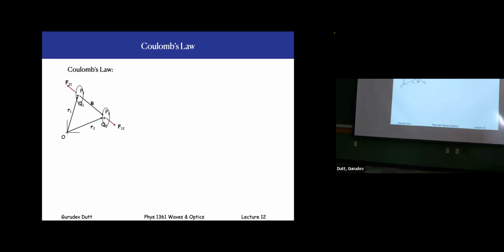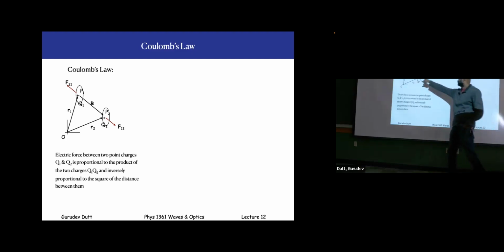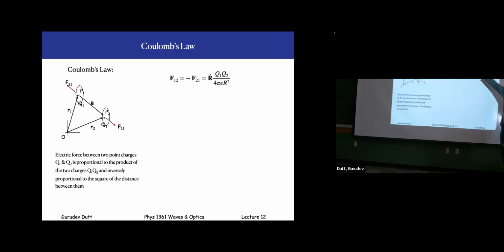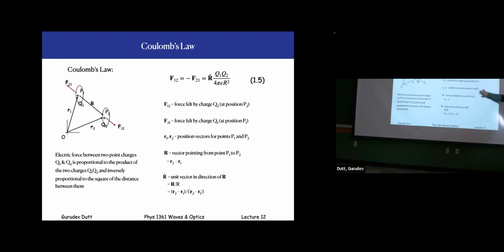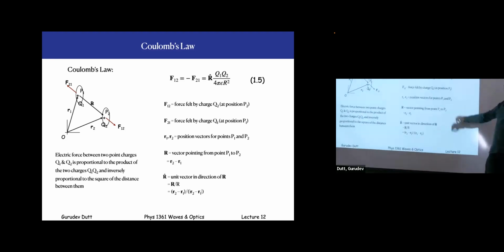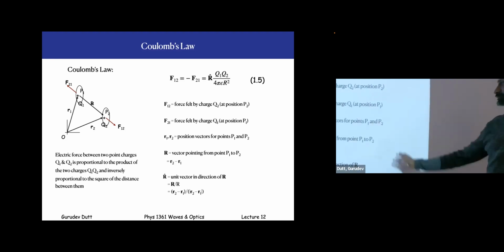So you already all know that if you have two charges at position vectors R1 and R2, there's a force between them, F12 or F21, acting on each individual charge. F12 is the force on 2 due to 1, and F21 is the force on 1 due to 2. That is given by Q1 Q2 divided by 4 pi epsilon R squared. You've all seen this, so I'm not going to talk about it in detail. R is the vector pointing from the point P1 to the point P2. So this is Coulomb's law.